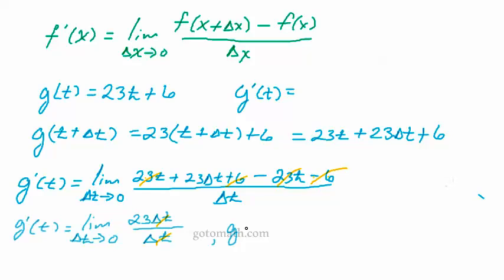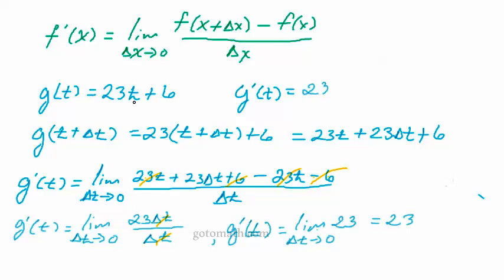And let's just go ahead and rewrite this right here. So we have g prime of t is equal to the limit of delta t approaching 0, we should always rewrite this, of 23. Now, the limit of a constant is just the constant, right? So what is g prime of t equal to? G prime of t is equal to 23.